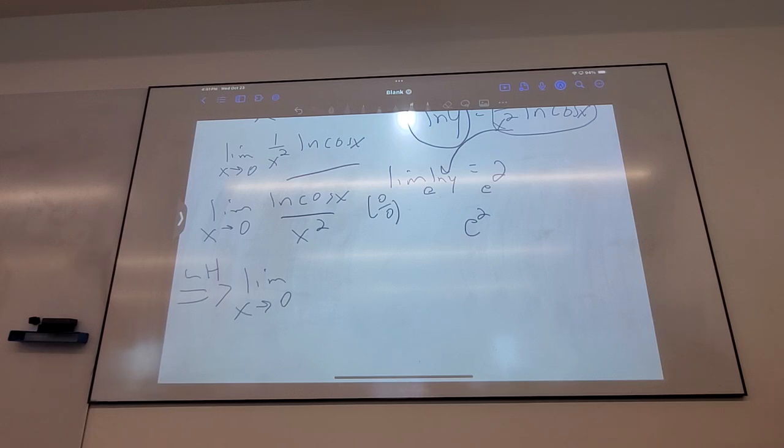What's the derivative at the top? 1 over cosine x times sine x. Natural log of stuff is 1 over stuff times the derivative of stuff. Derivative at the bottom is tangent. That's just one tangent. Is that still indeterminate? Yes. But what's the top? What's a better way to write the top now? Negative tangent.